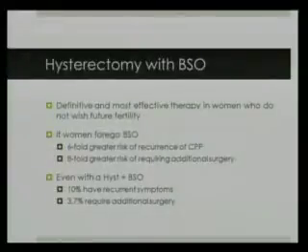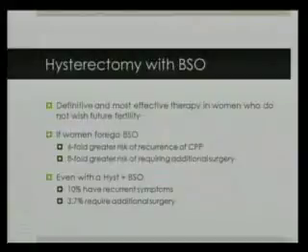But we had this discussion with our younger women. Do we leave their ovaries? Do we take them out? If women forgo a BSO and leave their ovaries, they have a 6-fold greater risk of recurrence of pelvic pain and an 8-fold greater risk of requiring surgery.